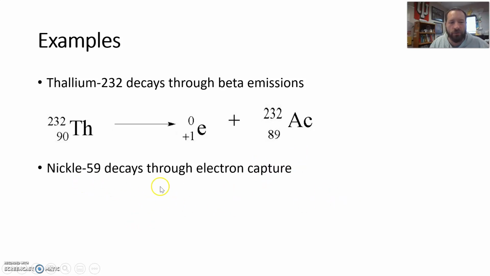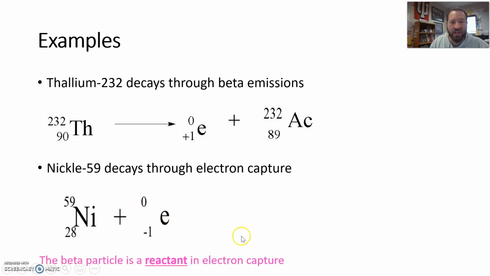Another example, nickel-59 decays through electron capture. Okay, watch out for this one. Here's my nickel-59. Again, I found the 28 on the periodic table. Plus, this time, my beta particle, my electron, is on the reactant side. So that's kind of the difference here with electron capture. The beta particle is a reactant. So this time I don't have my starting element then an arrow. This time I have the starting element plus the beta particle, and now we'll have the arrow. Otherwise, all the rules are still the same.